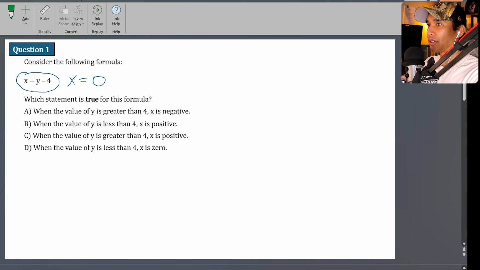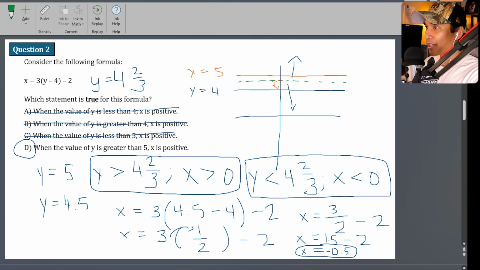Okay, so that's what I have for you guys. How to solve linear equations without graphing. And I know that question 2 was confusing, okay? But if you just get what's going on with this graph, you'll be able to get yourself out of the trap.